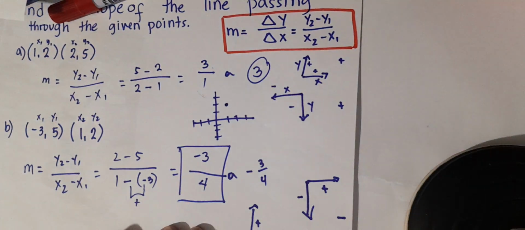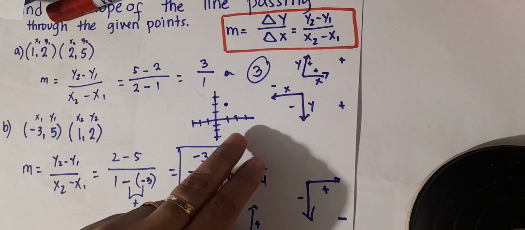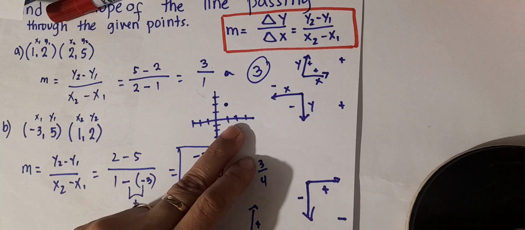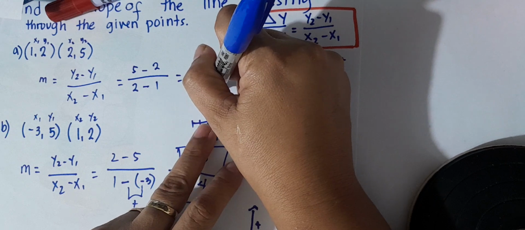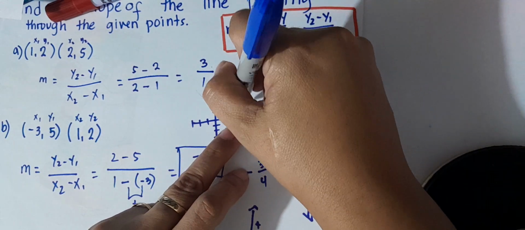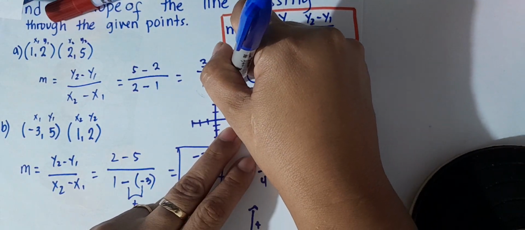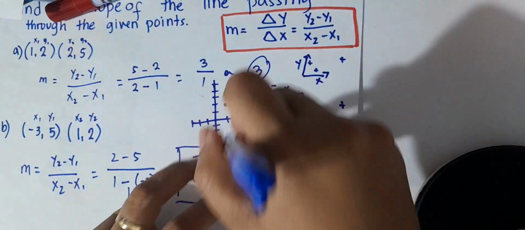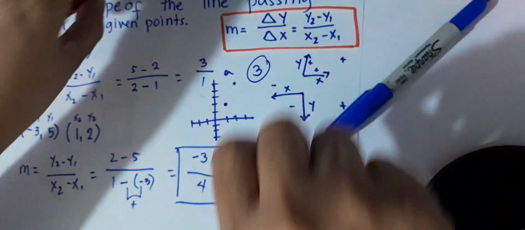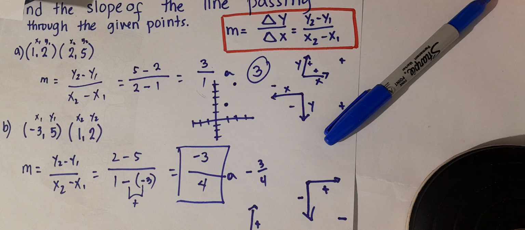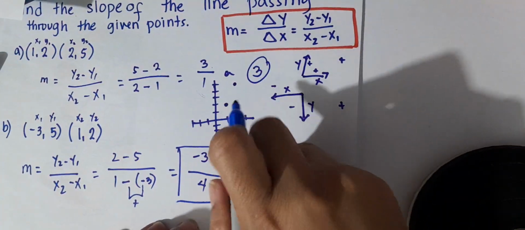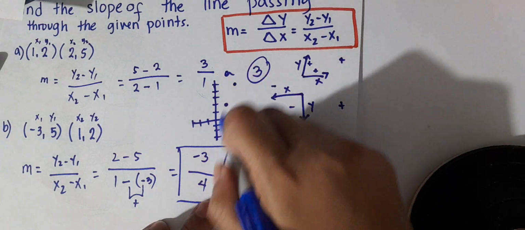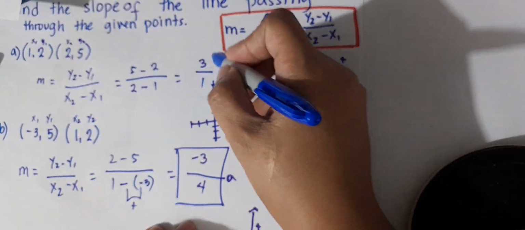That's the point. And then the other one is 2, 5. X is 2 here, and the y is 5. It's somewhere here. So x is 2 and the y is 5. There. So if we are to connect this, we can connect this line already. But if we wanted to extend this line here, we can use the slope already.